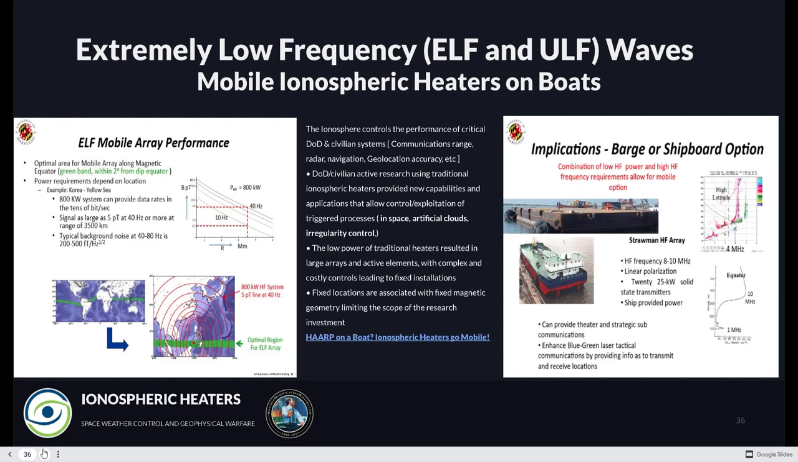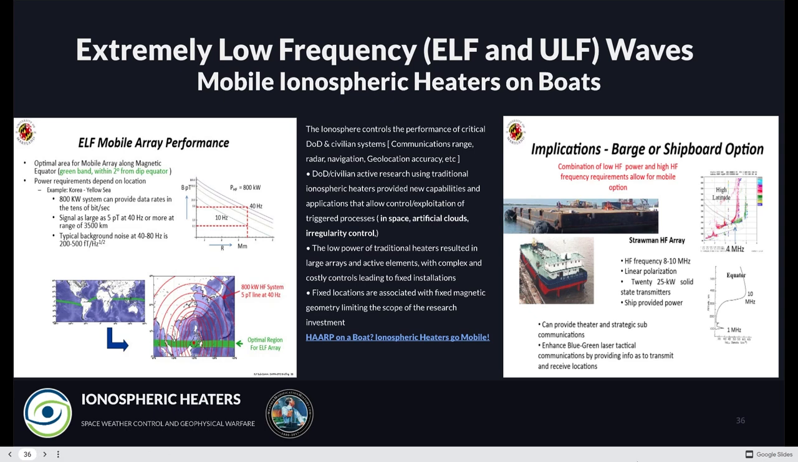And because of ionospheric current drive, that also means they no longer need fixed locations, which is why the United States Air Force Research Lab and the United States Naval Research Lab sold HAARP. That's why they no longer need it. It was a test facility. Test accomplished. And now we've found a better way to do this. So this means that you can literally put HAARP on a boat.